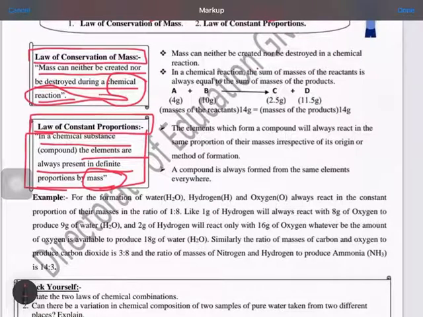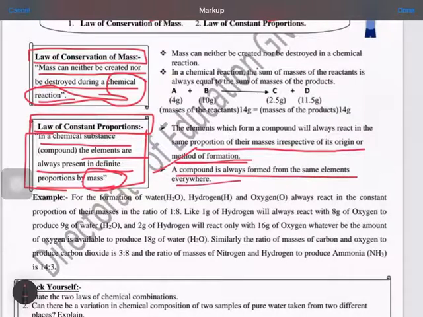So the elements which form a compound will always react in the same proportion of their masses, irrespective of the origin or method of formation. This should be very clear in your mind. When we talk of an example, you will make yourself more clear. Second point is a compound is always formed from the same elements everywhere. So this is also an important point.